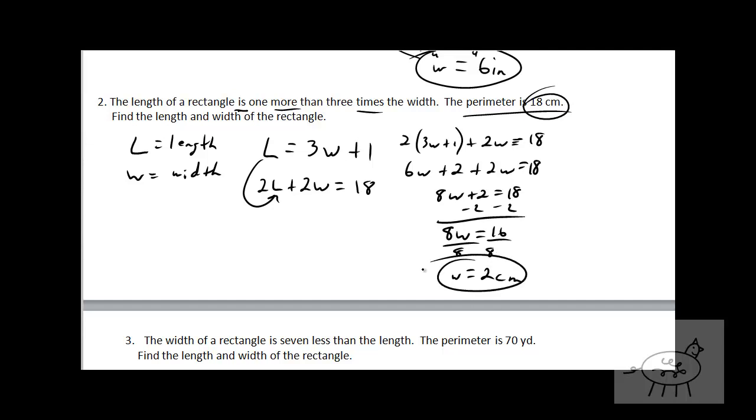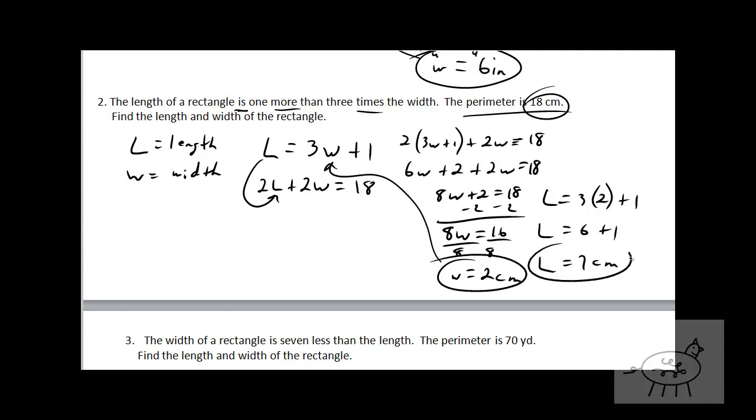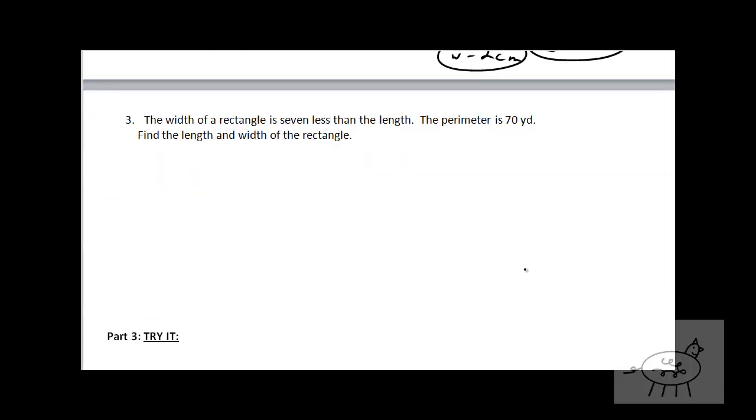And the length is, again, taking this and plugging it into there. So length is 3 times 2 plus 1. So length is 6 plus 1. Length is 7 centimeters. Okay? It's not bad, right? All right, let's do another one here.